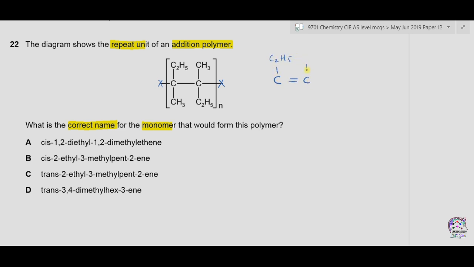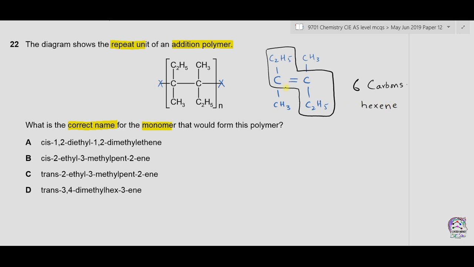C2H5, CH3, CH3, C2H5. This is the monomer of this polymer. In order to name this monomer, we must first find out the long chain consisting of the double bond. So we can see that this is actually the long chain. We have 1, 2, 3, 4, 5, 6 carbon atoms in the long chain. And we also have a double bond, so it is hexene.